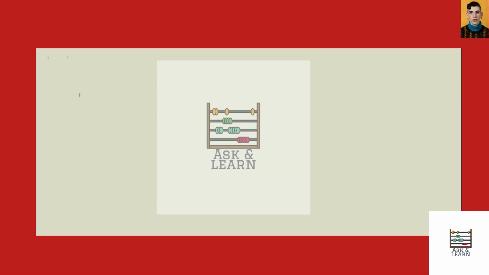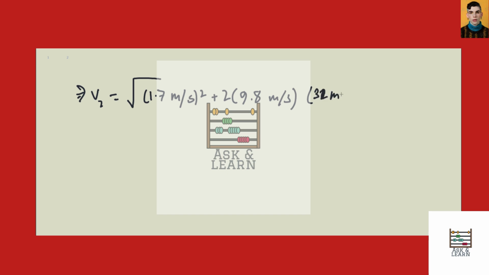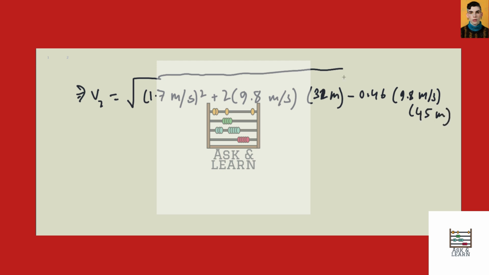Okay, and finally, we can plug in values. v2 is the square root of v1 squared, so that's 1.7 meters per second squared, plus 2 times 9.8 meters per second squared times height at 1, that's 32 meters, minus 0.46 times 9.8 meters per second squared, again, times 45 meters as the distance traveled as we're given. And so this gives us 20.7 meters per second for velocity at point 2.